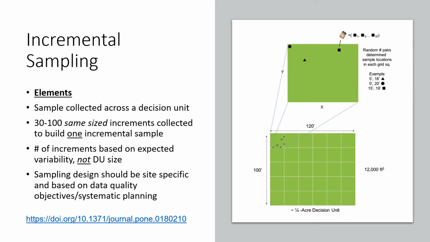Incremental samples are typically collected with 30 to 100 same-sized increments collected to build 1 incremental sample within a decision unit. The number of increments is typically based on the expected variability, not the decision unit size. So if we went from this 1/4 acre to a full acre, we could use the same number of increments if we suspected that the variability would be similar in the larger DU. Sampling design should be site-specific and based on data quality objectives and systematic planning, like any other sampling process.